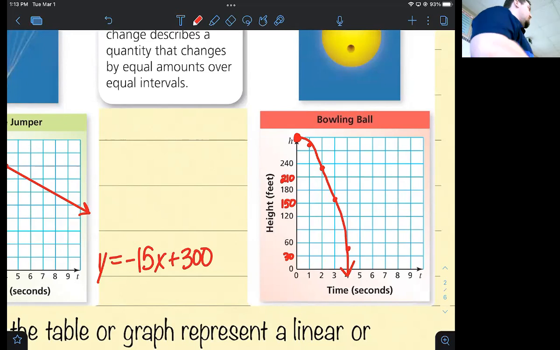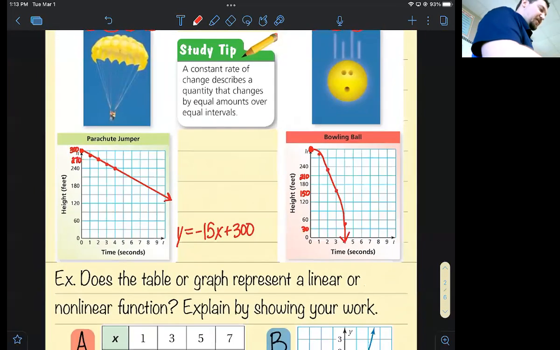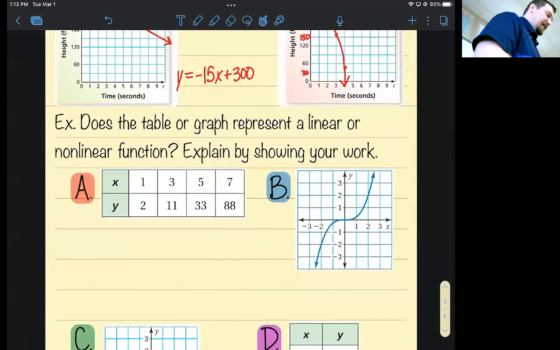And yes, you would die if you were 300 feet above the bowling ball. If you're 300 feet below the bowling ball, or above it, you're going to die anyway. So if you're 600 feet in the air without a parachute, yes, you're going to die.